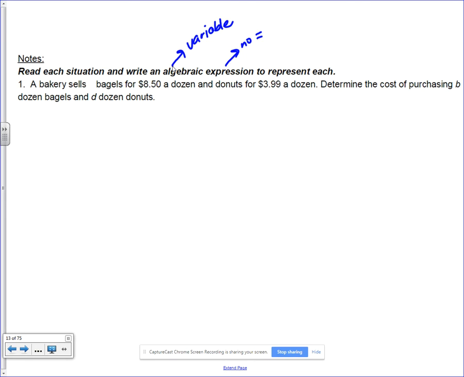Bagels are $8.50. How many dozen bagels am I going to buy? I don't know. They didn't tell me, did they? But what did they tell me to use since I don't know? B. What are you going to do with your $8.50 and your B to show how much you would pay? Times B, or I can just push them together and make it $8.50B. Everybody all right with that?